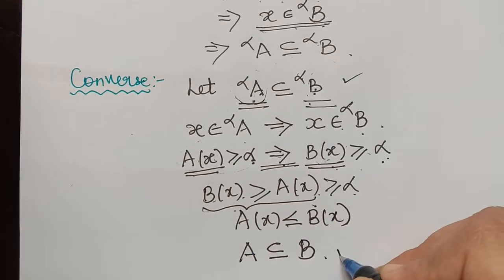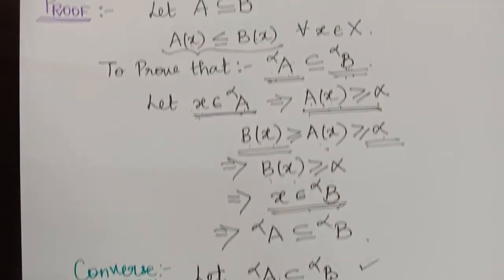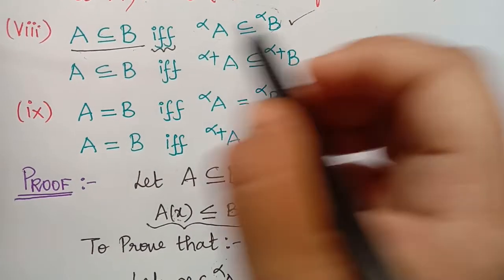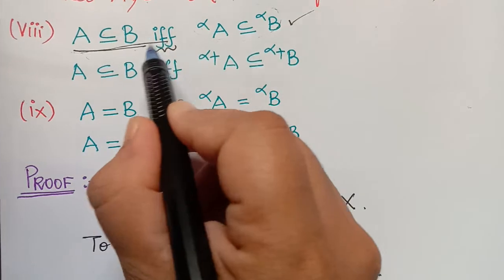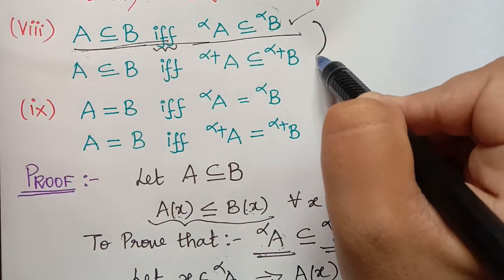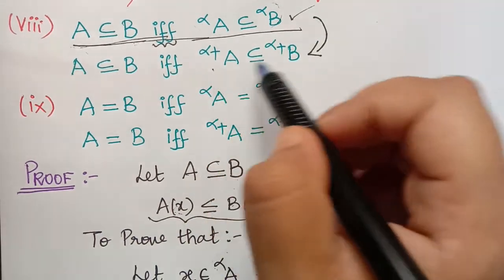So we have proved the converse part also. So by these two we have proved the first part of the 8th subdivision. Now using the same concept we have to prove for strong alpha cut sets.